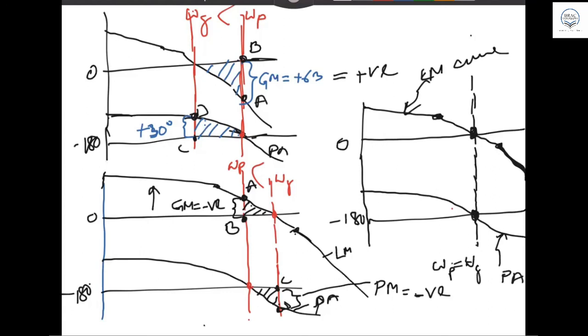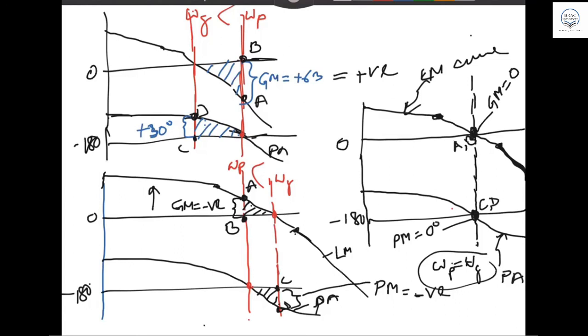Because the intersection between the log magnitude curve and 0 dB, and the intersection between the 180 degree line and phase angle curve, give the same omega. In that case, what is the gain margin here? Can anybody tell me? That's 0, because A and B are the same point. Here also C and D are the same point. So A minus B means 0, and the phase margin C minus D is also 0.